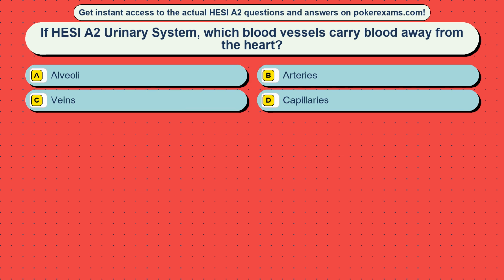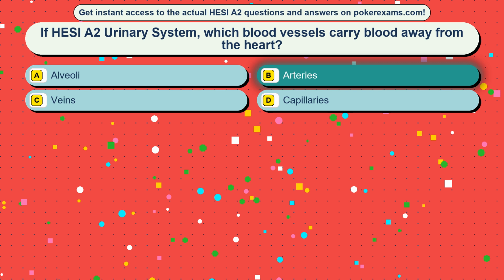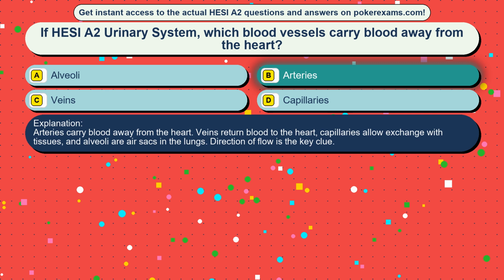Question 40. If HESI A2 urinary system, which blood vessels carry blood away from the heart? Option A, alveoli. Option B, arteries. Option C, veins. Option D, capillaries. The correct answer is option B, arteries. Arteries carry blood away from the heart. Veins return blood to the heart, capillaries allow exchange with tissues, and alveoli are air sacs in the lungs. Direction of flow is the key clue.